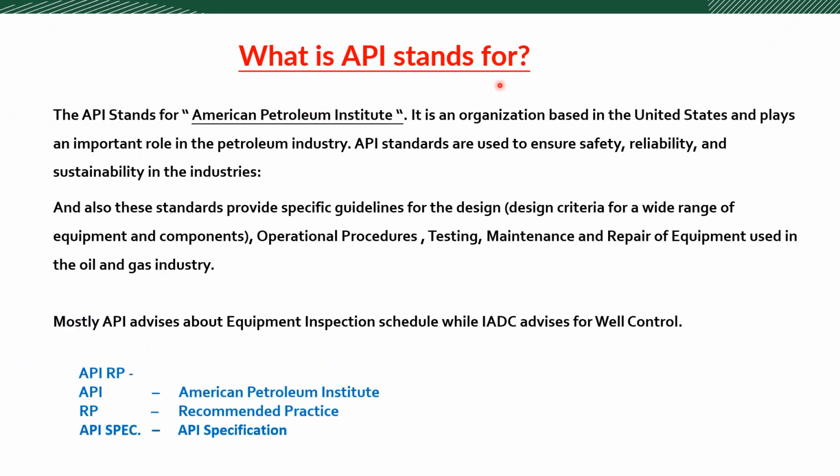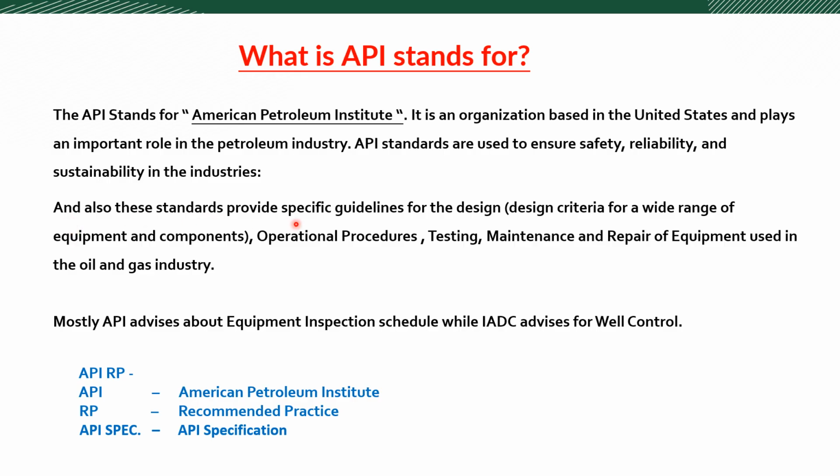What does API stand for? API stands for American Petroleum Institute. It is an organization based in the United States and plays an important role in the petroleum industry. API standards are used to ensure safety, reliability, and sustainability in industries. Here is the main thing actually.